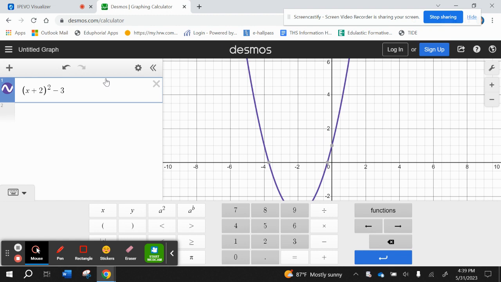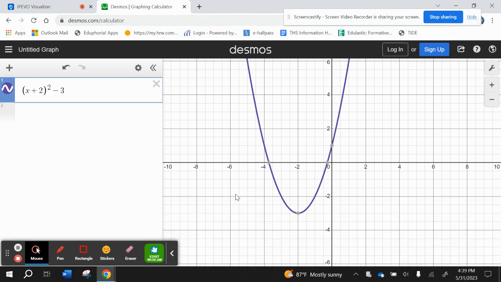Now, even though it makes a U shape, we only want the first half of the graph. Okay, so looks like these 2 points should be enough to make our U shape. Okay, so we have -2, -3, and 0, 1.